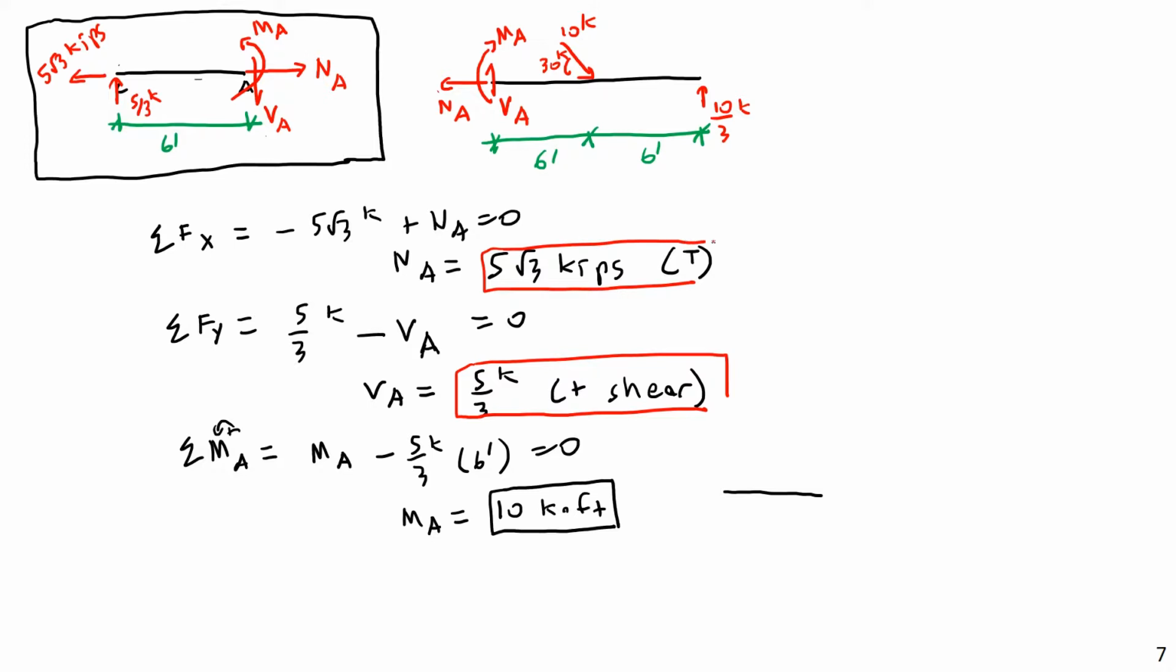But if I were to look at the actual forces in that beam at that point, I would have an outward axial force of 5√3 kips, a positive shear, which in this case, because it's on the right-hand side of the element, is downward. So that would be 5/3 kips. And a positive moment, which because this is on the right-hand side of an element, is counterclockwise, MA of 10 kip feet.